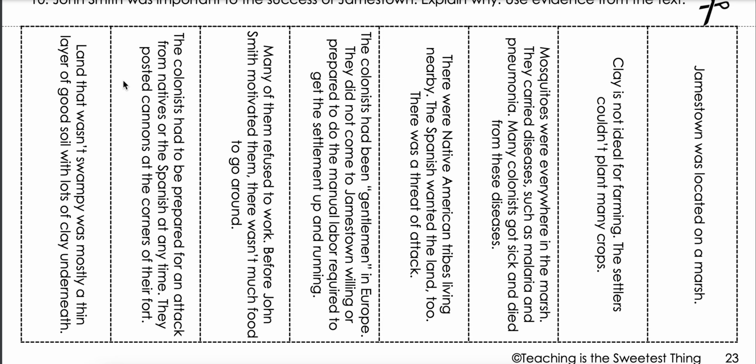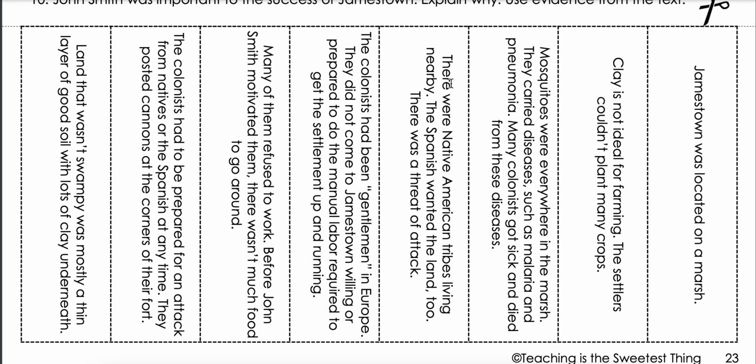So if I'm thinking of cause and effect, the cause is the why, the effect is what happens. So I think the why, here it tells us they were living near Native American tribes and they lived near the Spanish. That would tell me that's the why something would happen. And since the Native Americans and the Spanish were living nearby, they had to be prepared at all times for an attack. And that means that they had cannons posted on the corners of their fort. So those two definitely go together, and I think that's the right order.